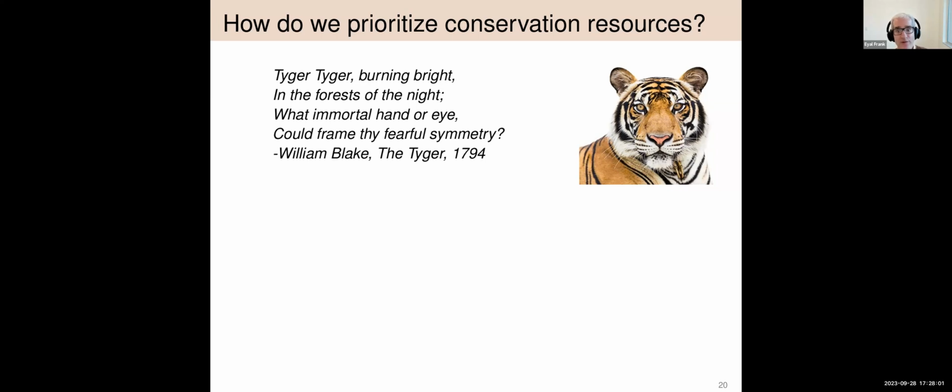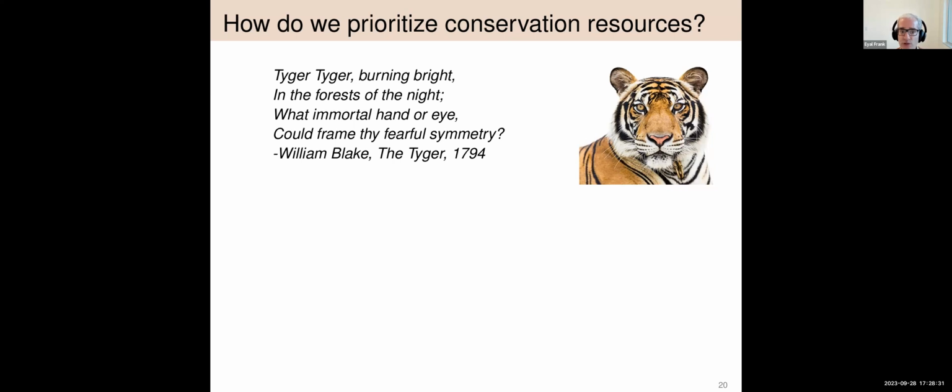We don't have an infinite budget to save all of the species and write open checks to protect each one. So how do we make those decisions? Do we emphasize and prioritize the species that are the most charismatic, the warmest and fuzziest, that inspire us to write these types of poems? Maybe that could work well if those species are also important in terms of delivering functions and services that we as humans benefit from.